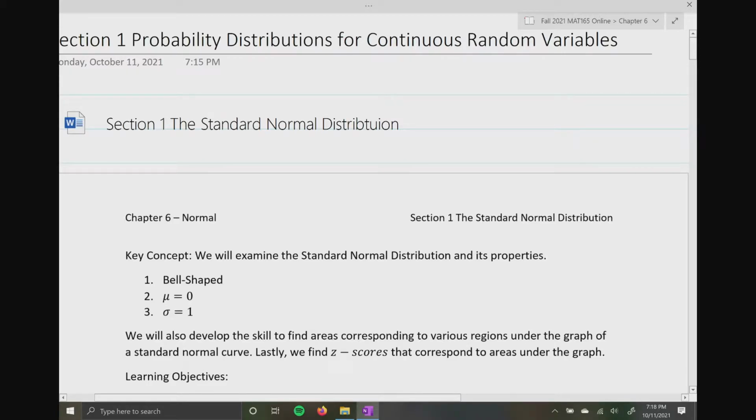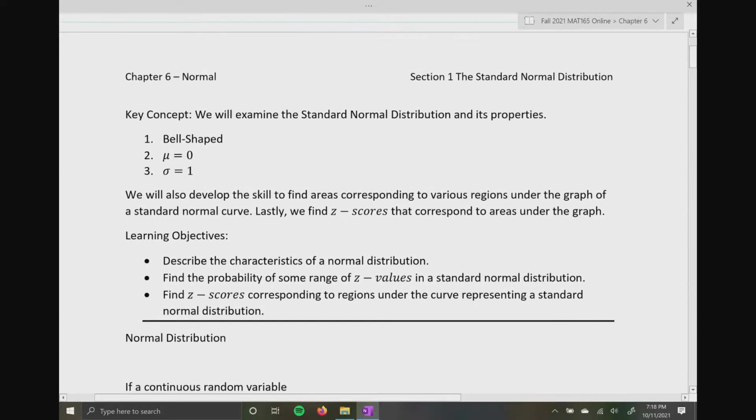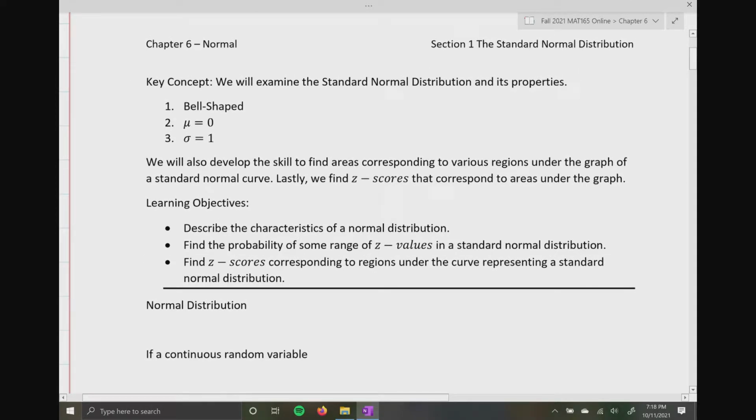random variables, meaning continuous variables such as time or height or weight or anything like that, where basically you have like a decimal point. Now, the key concept that we're going to be looking at, and this isn't just for this section, it's kind of the entire chapter overall, is going to be examining the standard normal distribution and its properties. And there are three properties for this.